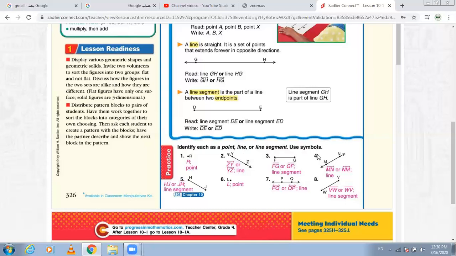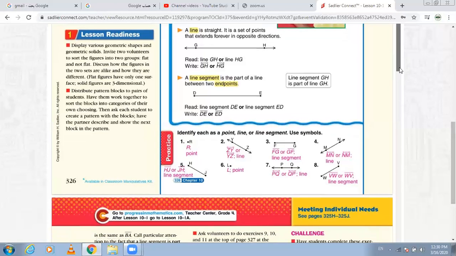Now we are in question number 4. We have here line, because I have two arrows. How can I name it? You have to tell me M, N, or N, M. Above the letters, don't forget to draw a small line with two arrows.